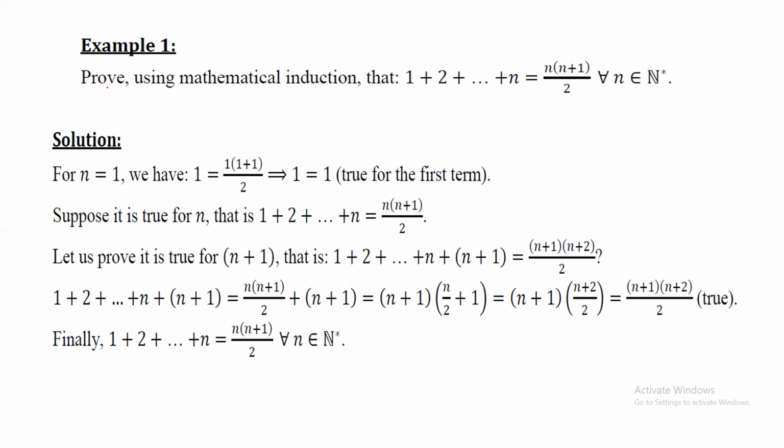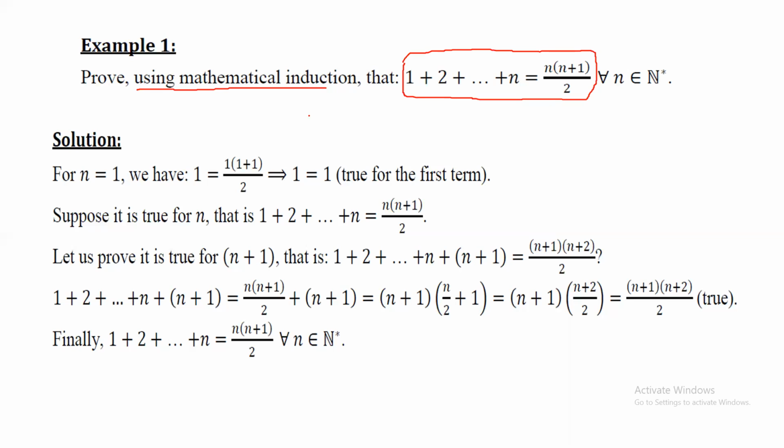Example 1. Don't write. Prove using mathematical induction that the sum of numbers from 1 to n is n into n plus 1 over 2. This relation depends on n. I need to prove this relation is true for any value of n. So if I need to find the sum of numbers from 1 till 100, it will be 100 times 101 over 2. I have to prove this, so we use mathematical induction.